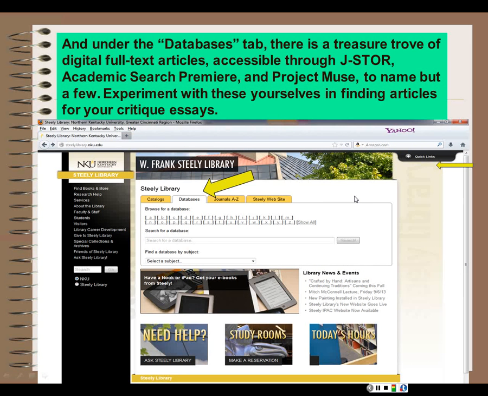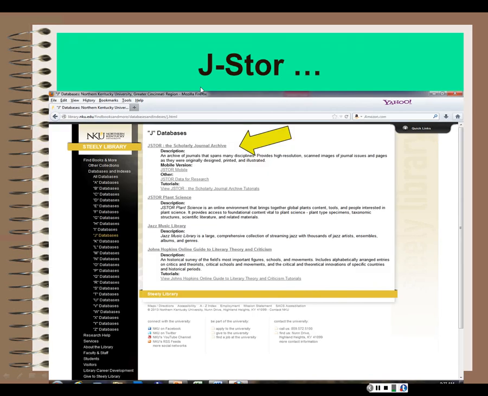Under the Databases tab, there is a treasure trove of digital full-text articles accessible through JSTOR, through Academic Search Premier, and Project Muse, to name but a few. And experiment with these yourselves in finding articles for your critique essays. These are the three databases that we use most in history: JSTOR, Academic Search Premier, and Project Muse.